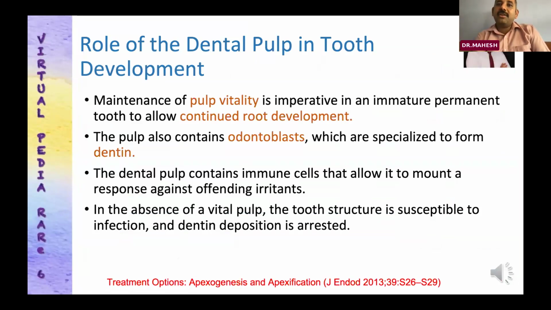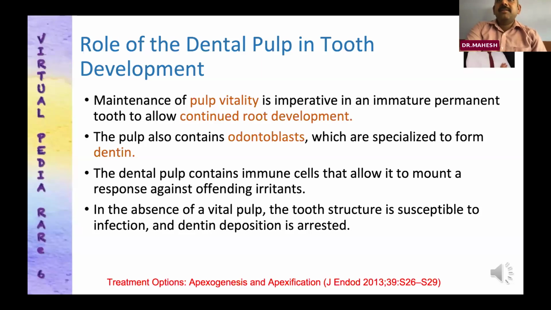The pulp also contains the odontoblastic cells, which are specialized cells to form your dentinal structures. The pulpal tissues also contain certain immunocells that are going to protect the pulp from any kind of irritation which can happen because of trauma or exposure to salivary fluids, or because of caries.